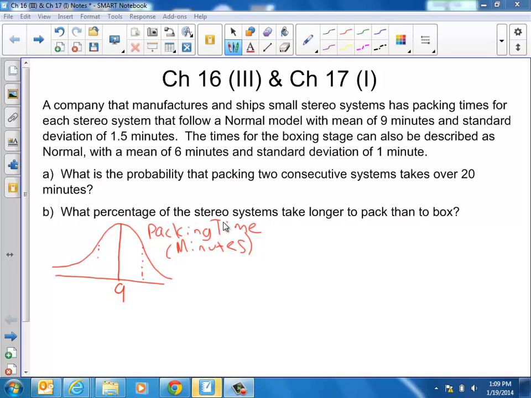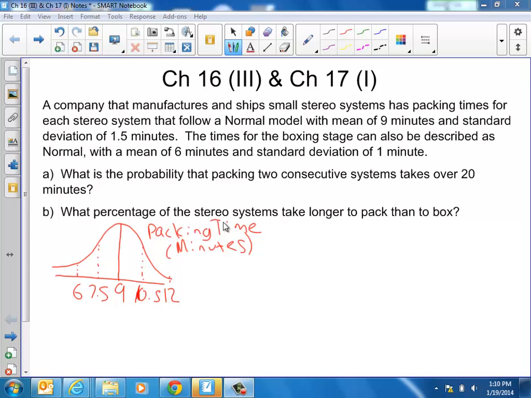So to either side, we're looking at 10.5 or 7.5 minutes. Further down we get 6 minutes. This is at 2 standard deviations from the mean, or 12 minutes. Again, remember the 68, 95, 99.7 rule. So 68% of the packing times for all boxes should fall between 7.5 and 10.5. 95% of the packing times for all boxes should fall between 6 minutes and 12 minutes. Okay, so that's one of the 2 pieces of information given to us.